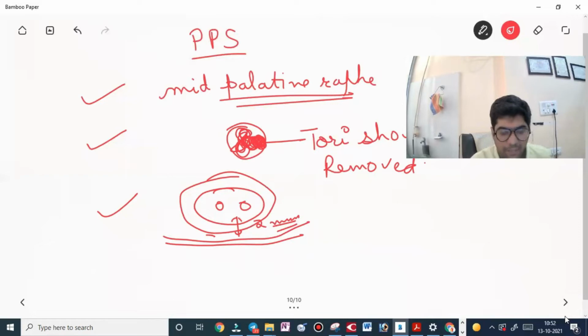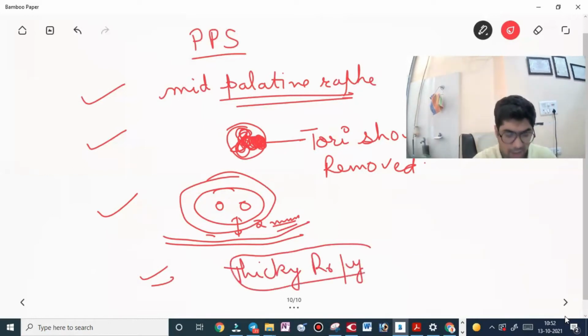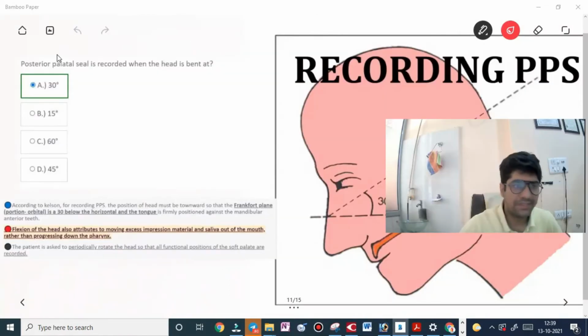And if the patient has thick and ropey saliva, remember the fovea palatinae should be left uncovered, as covering them may cause displacement of the denture. Now this question was asked in one of your NEET exams.